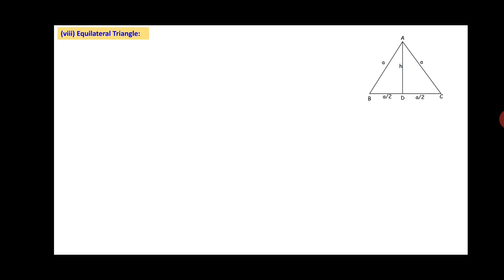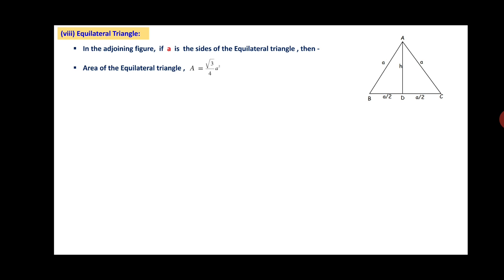Now equilateral triangle, you can see in the adjoining figure having side A, then area of the equilateral triangle is equal to root 3 upon 4 into side square, that is A square. Perimeter of the equilateral triangle is equal to 3 into A, and height of the equilateral triangle is root 3 upon 2 into side, that is A.